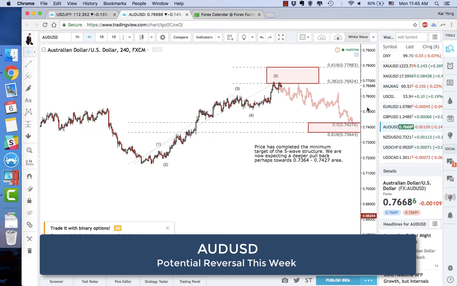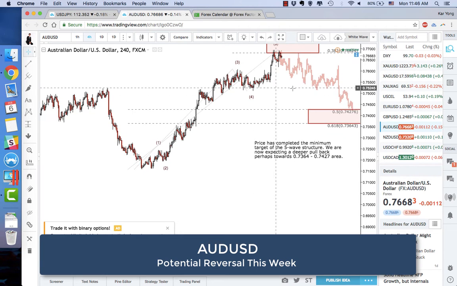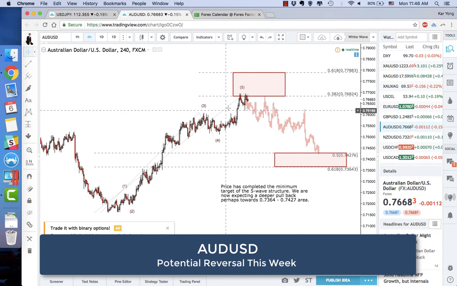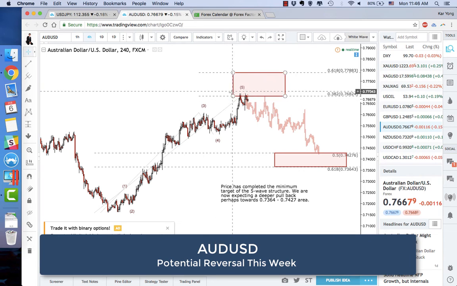Going down to lower time frame, we also saw a 5-wave move towards the upside, potentially has completed, hitting the minimum target of 38.2 expansion. So from here, we are expecting price to move lower. But having said that, it does still have some room to go higher, up to 0.7788. It's still going to be a valid potential reversal area to look out for.